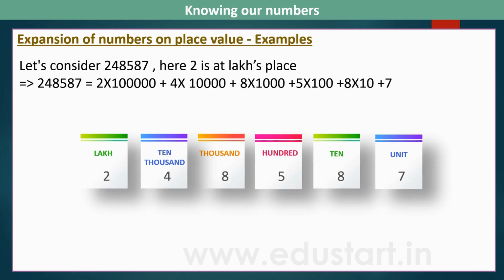Let's consider 248587. Here 2 is at the lakhs place. So now 248587 is equal to 2 into 1 lakh, 4 into 10,000, 8 into 1000, 5 into 100, 8 into 10, and 7. So if you see it, 2 lakhs, 40,000 plus 8,000, 500, 80 and 7. So these are the values. So this is presented in a structural way.